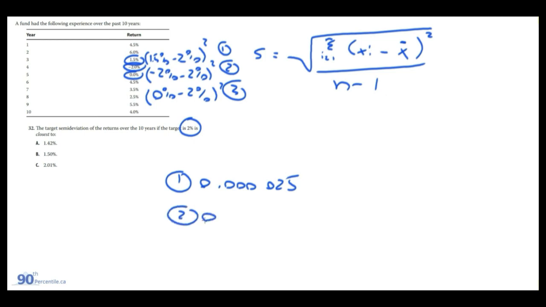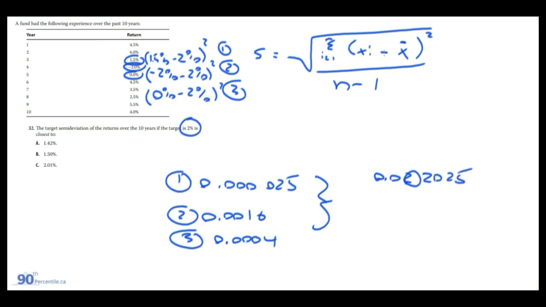2, 0.0016. 3, 0.0004. Sum all these together, and we get 0.002025, which is the numerator of this fraction right here, because we took the difference and then we squared it and then we summed them up. So this value here is the whole numerator.